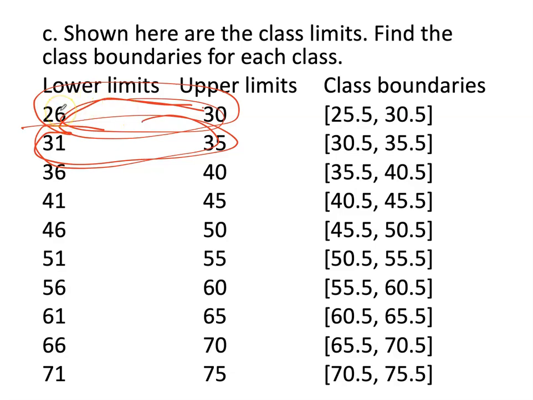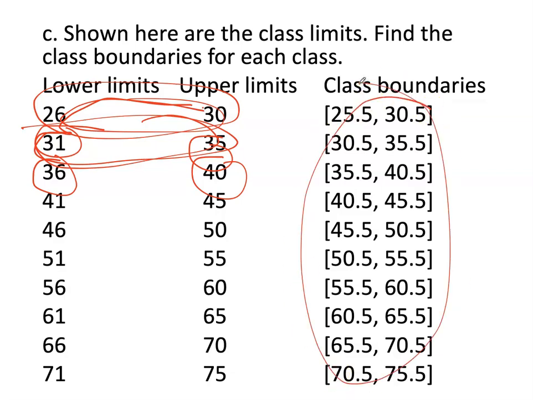So we extended a half on each end. The class boundary is not 26 to 30, those are the class limits. The class boundaries would be 25.5 to 30.5. Extend each of these by a half, it would go from 30.5 to 35.5. Extend each of these by a half, it would be 35.5 to 40.5. Now, notice when we do that, all the numbers get covered.